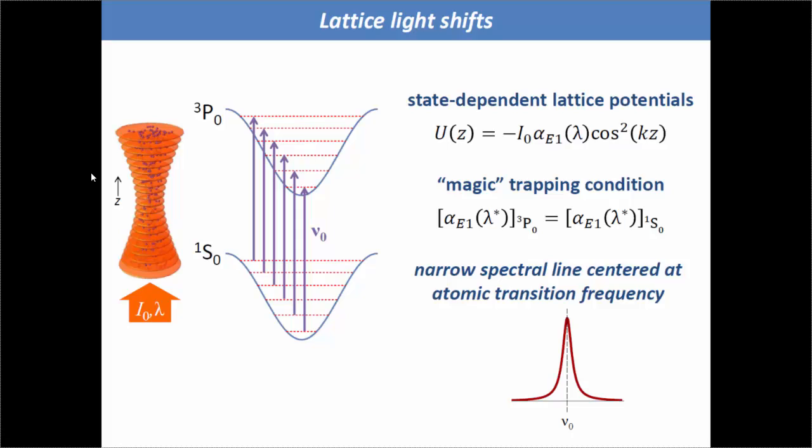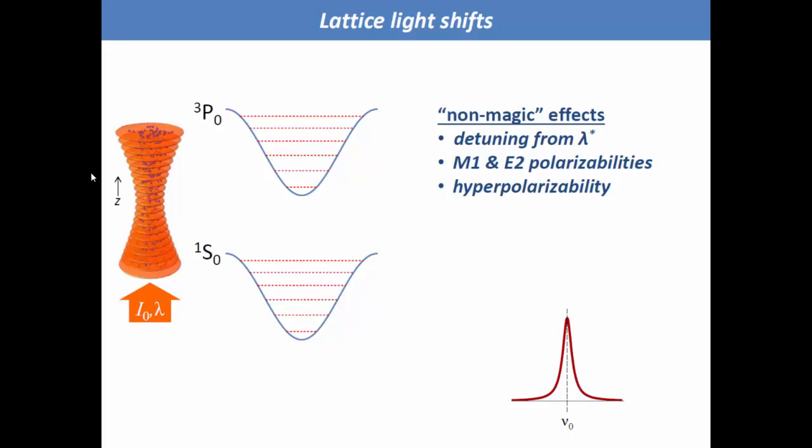All right, so for the most part, that works great. However, as we push down to the 10 to the negative 18 levels, there's a couple other things we have to think about. Collectively, I call these non-magic effects. So this includes detuning from the magic wavelength, which will be there to some degree whether we want it or not. There's also magnetic dipole and electric quadrupole coupling with the lattice field here. And then there's also hyperpolarizability, which is the next highest order electric dipole interaction, 4th order in the electric field.